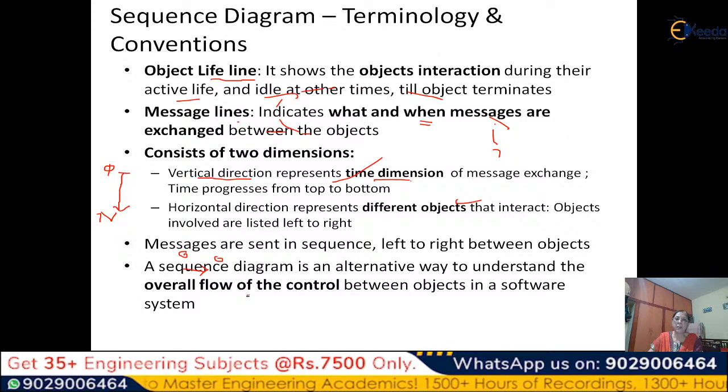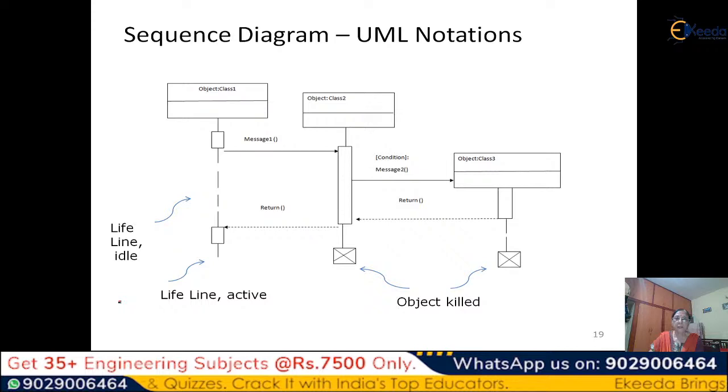A sequence diagram is an alternative way to understand the overall flow of control between objects in a software system. So this is why we need to create a sequence diagram, to have a better understanding of how these objects that we will design and code interact. So this is an example. This is class 1. So always we are talking of the object here. We are not talking of the class. There we talked of the class. Here we are talking of that.